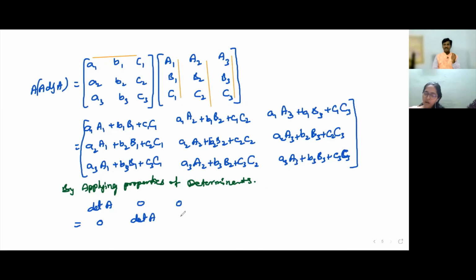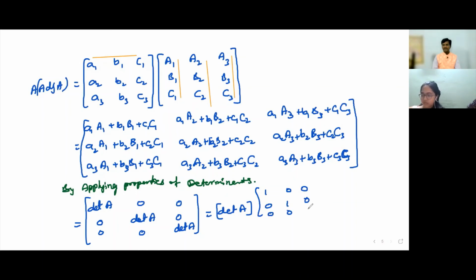And what about the remaining? Remaining are 0 here. Even in the third row, the first two elements are 0, and A3 with capital A3, so this is also equal to det A. Take det A common. If you take det A common, det A is outside and 1 0 0, 0 1 0, 0 0 1.